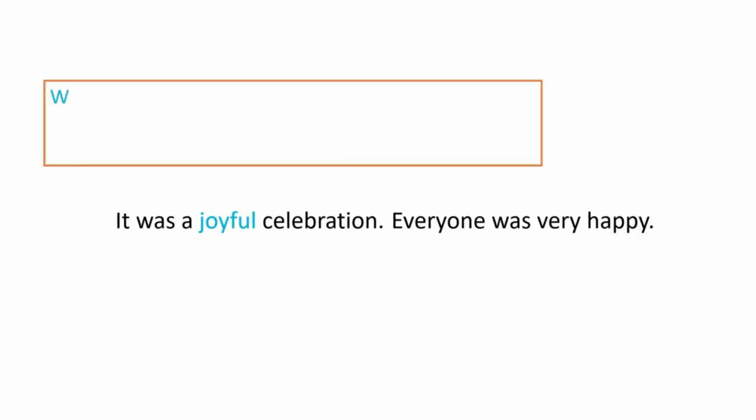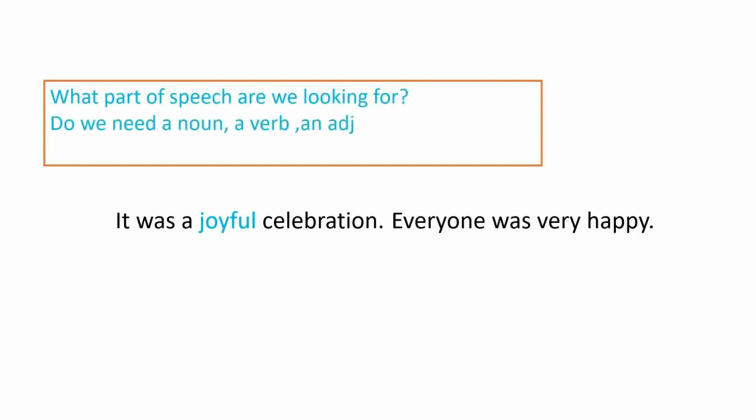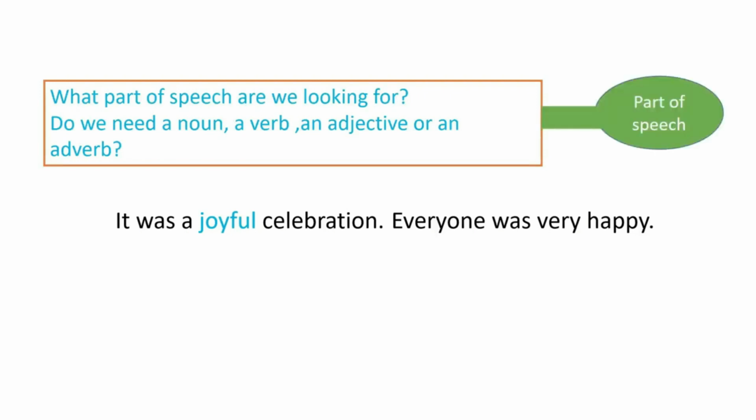Okay, let's look at this sentence now. It was a joyful celebration. Everyone was very happy. We want to know the meaning of the word joyful. So we say, what part of speech are we looking for here? Do we need a noun, a verb, an adjective, or an adverb? This is called the part of speech. So we have a, which is an article, and we have celebration, which is a noun. And usually between an article and celebration here, which is a noun, we will find an adjective. So joyful is an adjective. So the part of speech here is that it is an adjective.